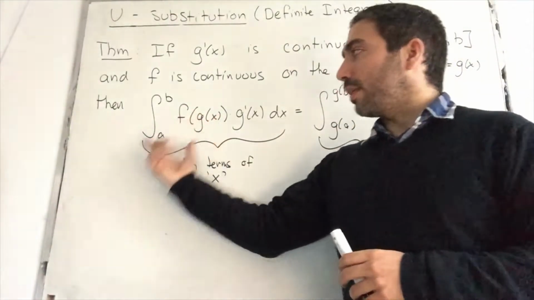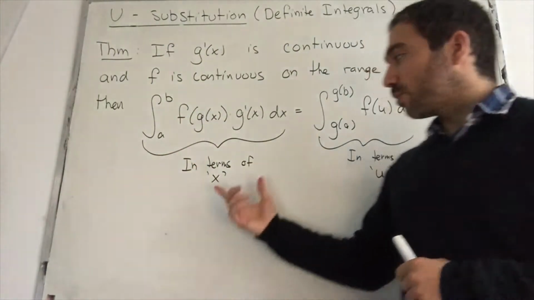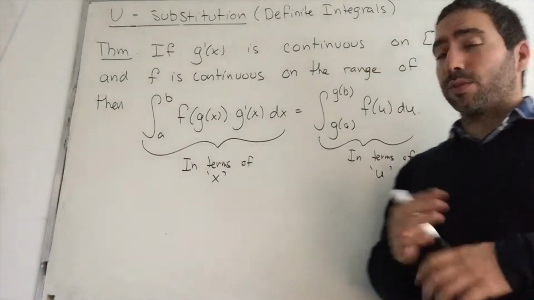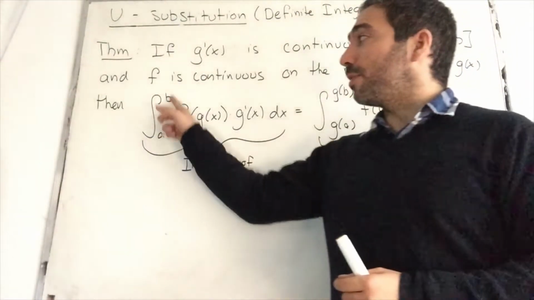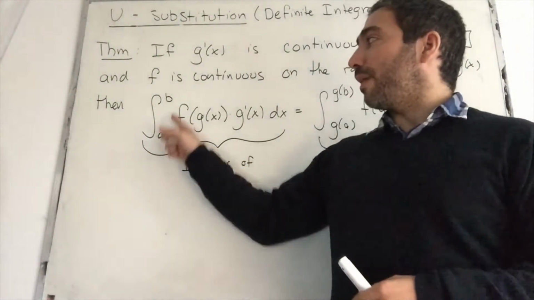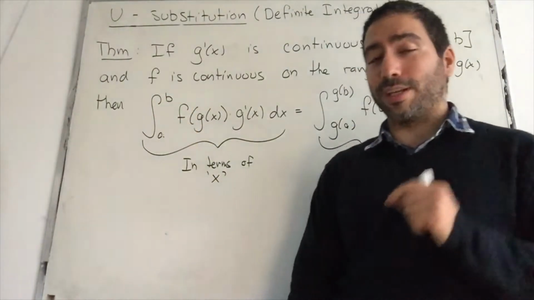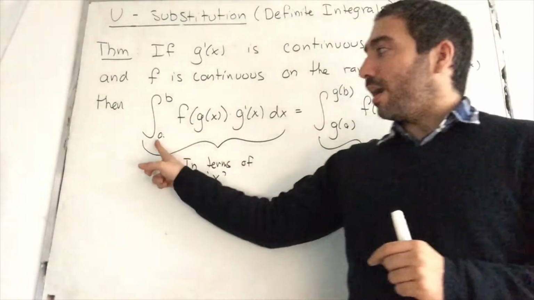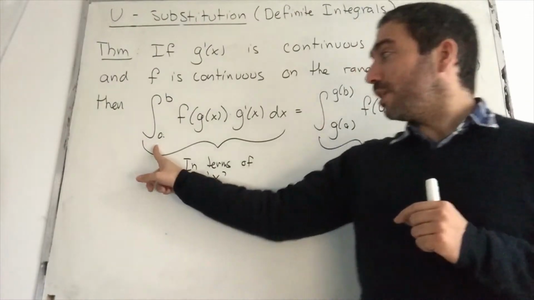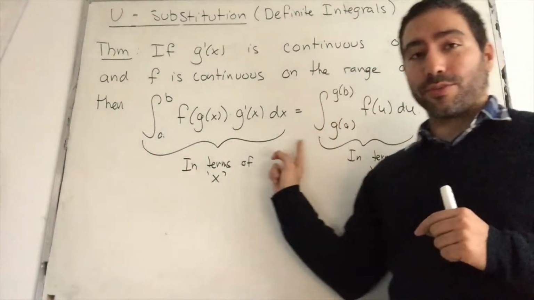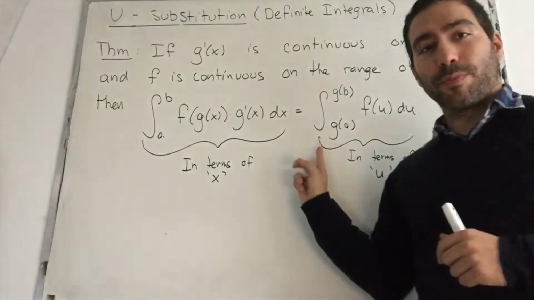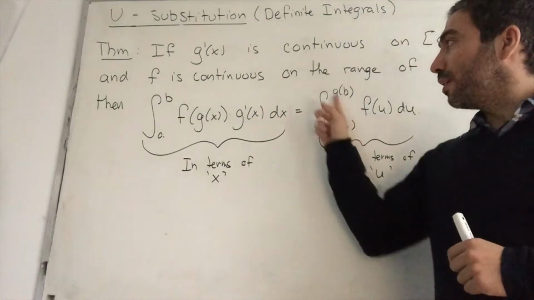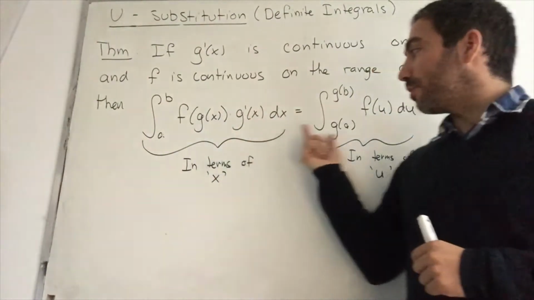So the left hand side of the equation is expressed solely in terms of x, whereas the right hand side is expressed solely in terms of u, just like before. Nothing's changed except that now the bounds of integration are given. Here we have a to b, and what's really important, and what you cannot forget, is that when you have a definite integral for U substitution, you have to change your bounds. You have to change them in terms of u. Notice here it's a to b. Here it doesn't go from a to b. It goes from g of a to g of b. So you have to change the bounds of integration.